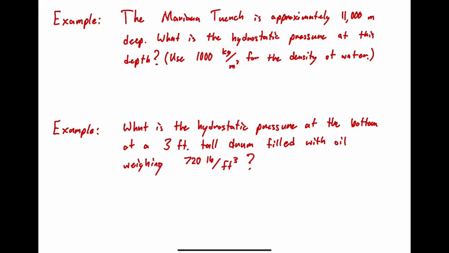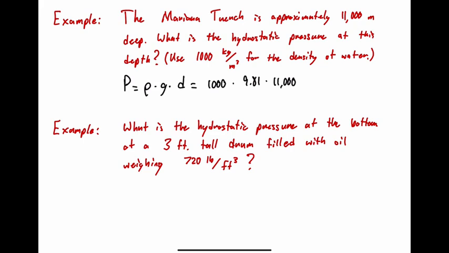Well, the formula for hydrostatic pressure is rho, that's mass density, times the acceleration due to gravity, times the depth. And we want to keep track of units here to make sure that we end up with units of newtons per meter squared at the end of this calculation. So the density, that's 1,000 kilograms per meters cubed. We multiply by acceleration due to gravity, 9.81 meters per second squared. And then we multiply by the depth, and that is 11,000 meters.